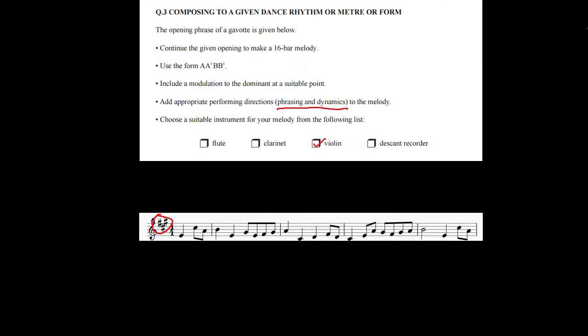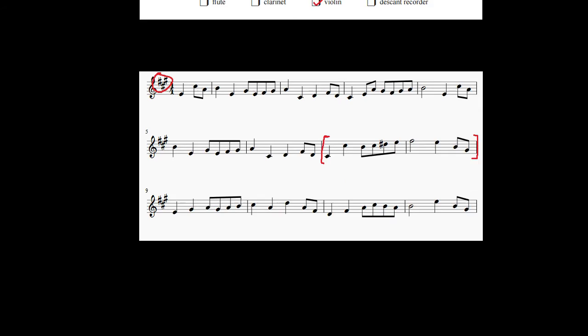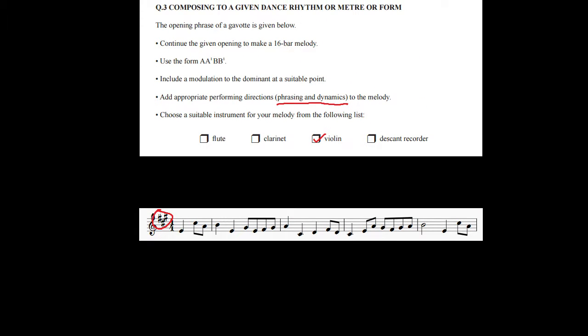Where it's different from question 1 is that in question 3, as well as the initial 4 bars that you're given, the first 4 bars that you write the following 12 bars to, you have to stick to a particular dance rhythm that they've given you, or meter or form. Meter is a time signature, essentially. The dance rhythm in this particular one is from a dance type called a gavotte, which is an old Baroque dance. But there are lots of different ones.